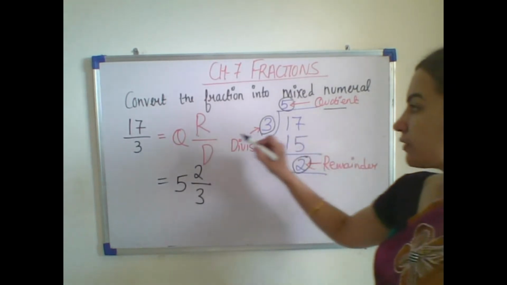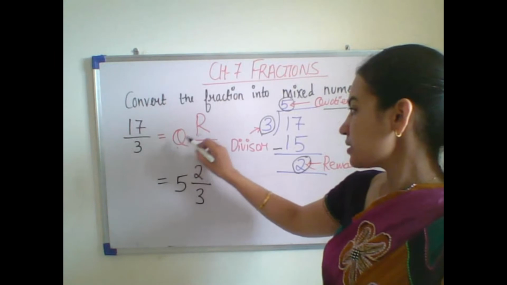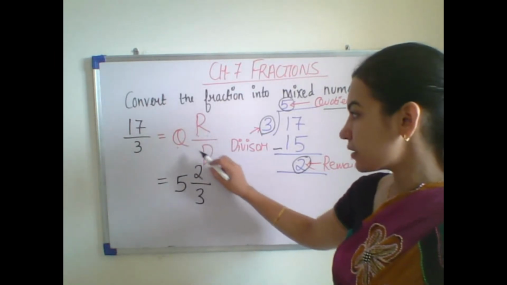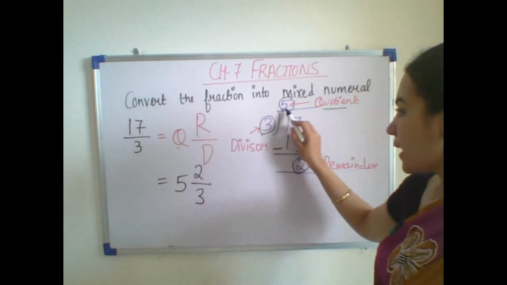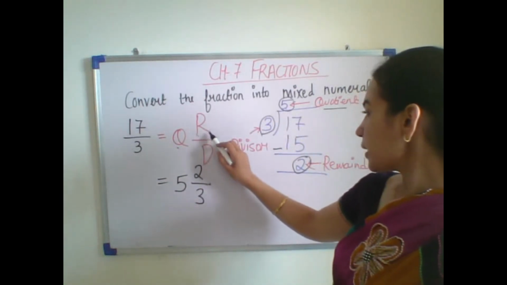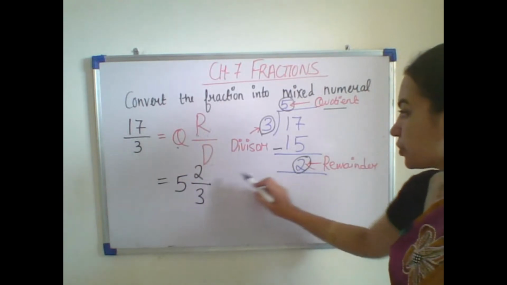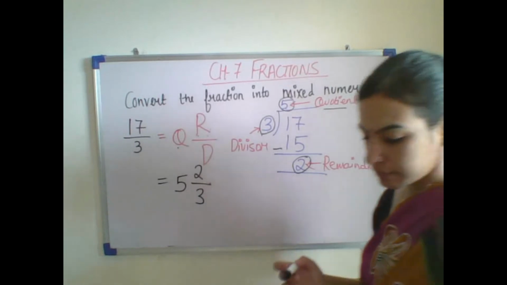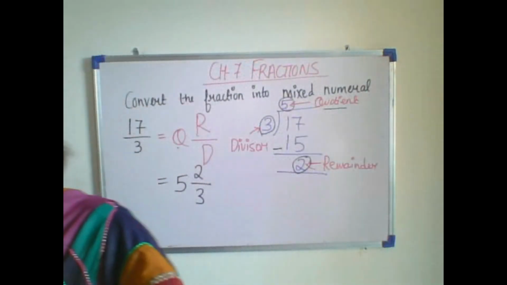So how to write? First we have to write the quotient, then the remainder, and then we have to write the divisor. So what is the quotient? 5. So I have written here 5. Remainder, what is the remainder? It is 2. So I have written 2, and divisor 3. So I have written here 3. Let us do one more question.